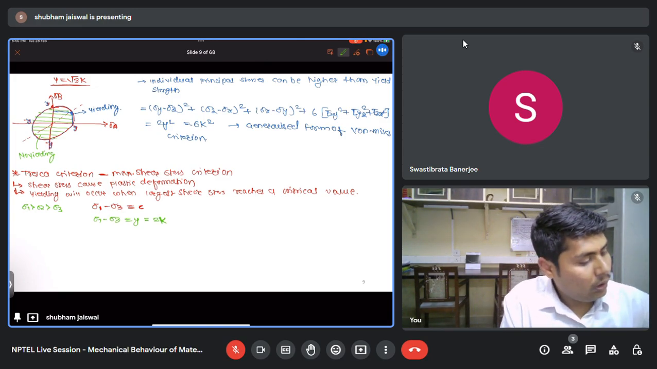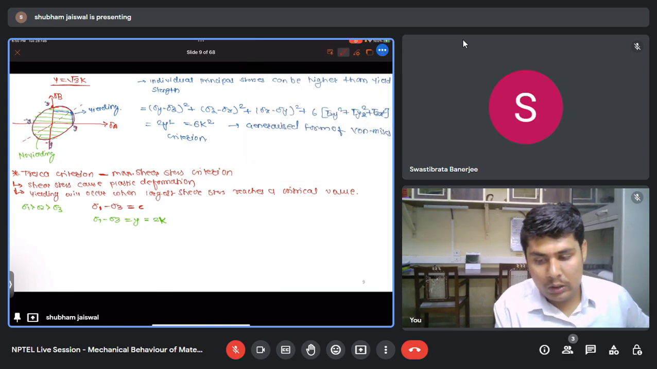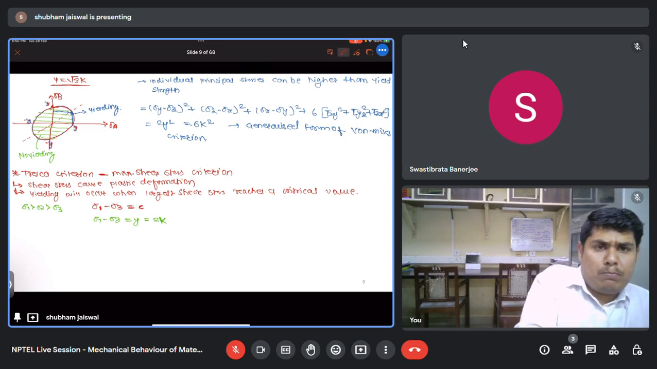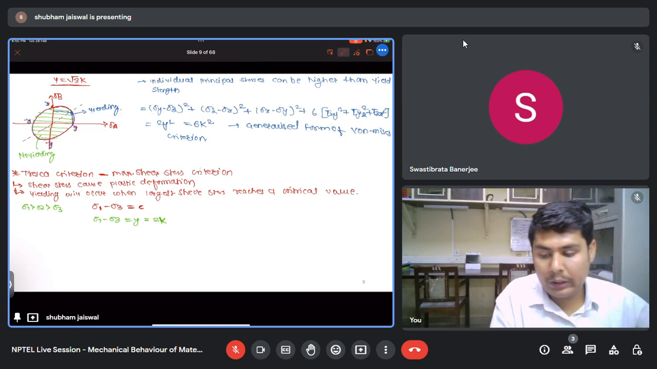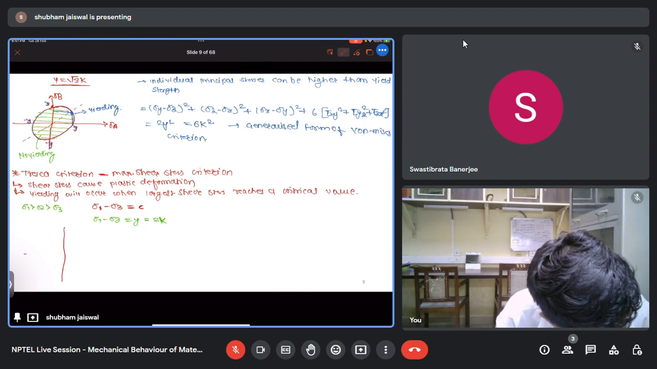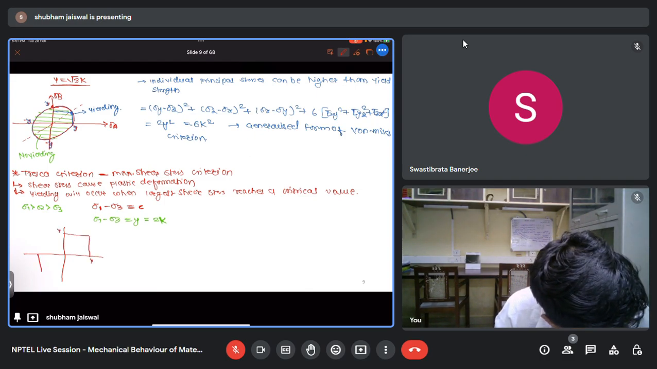Then we have discussed the region of the stress-stress curve. We have discussed the region. So let's say this is my yield strength, minus 1.